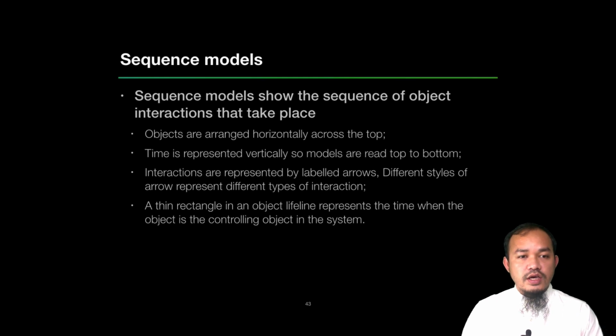Sequence models, okay? We use a sequence model to show the object interaction that takes place, to see how they interact from one object to another, okay? Actually, they interact by using messages. They send a message to another object, and then that object will validate the message or reply back, okay? This is presented in terms of time, with labeled arrows and rectangle boxes, something like this, as in the example here, okay?